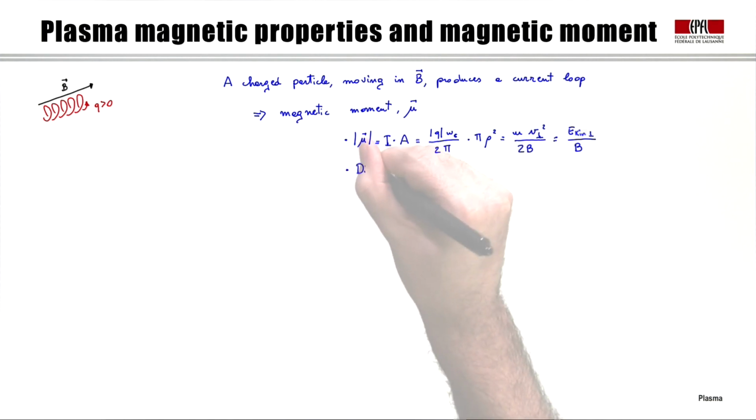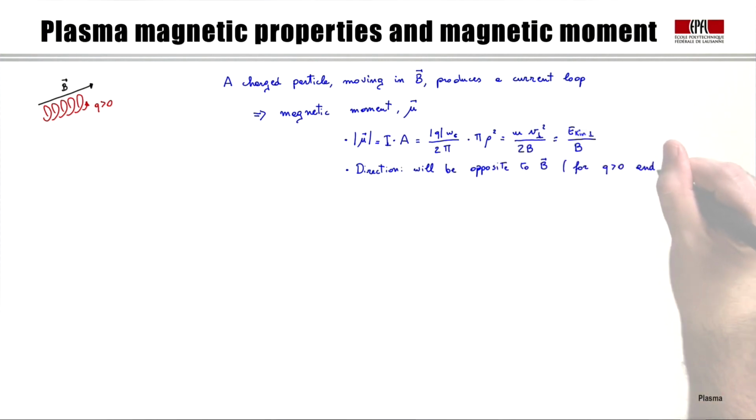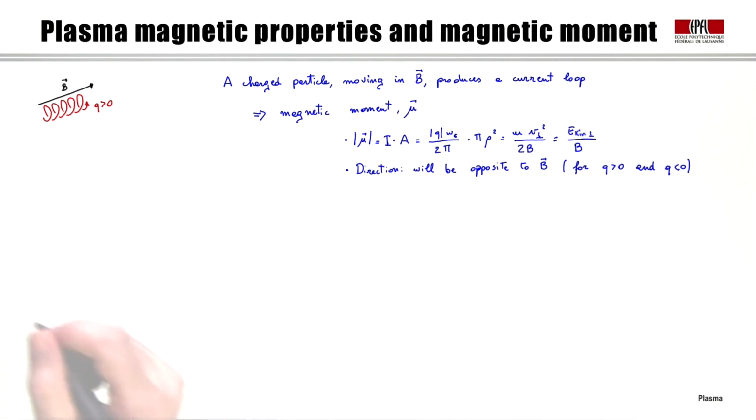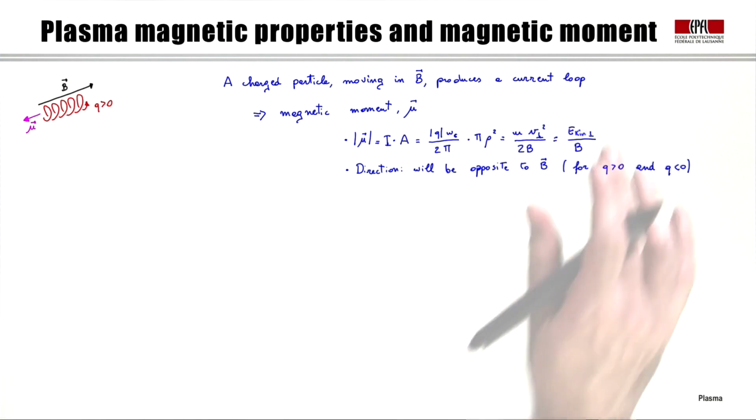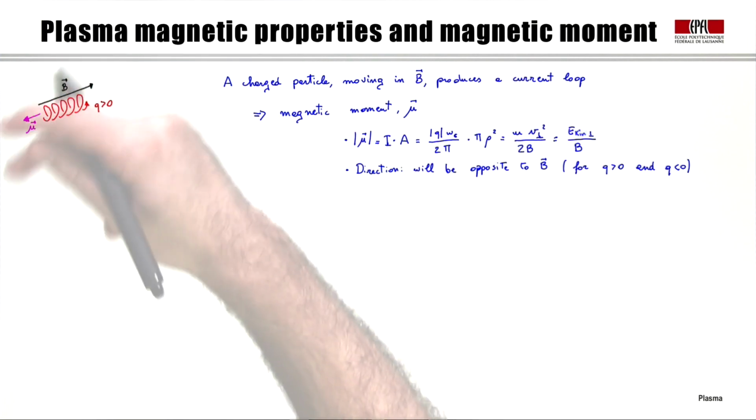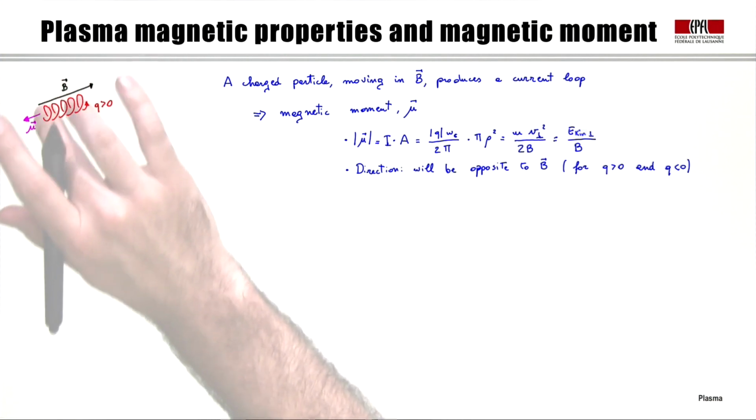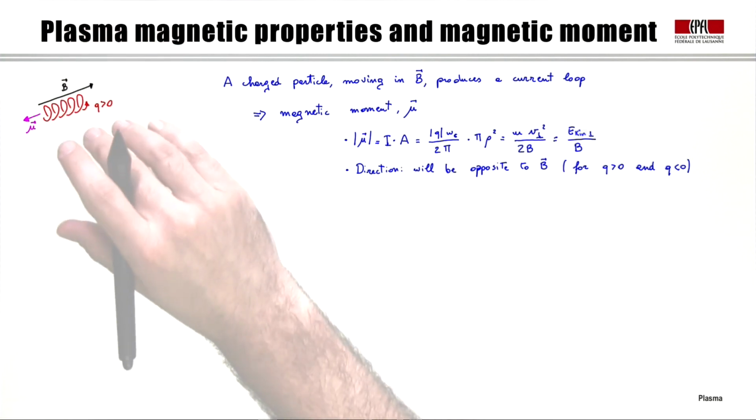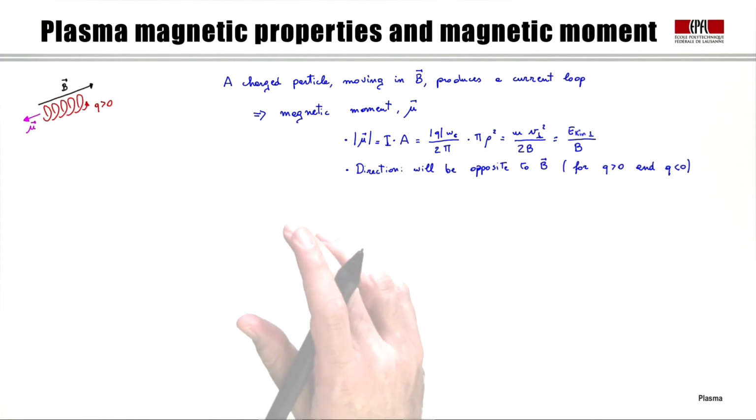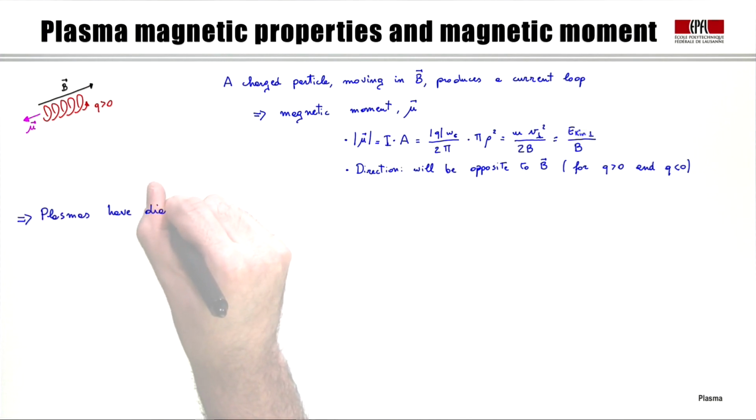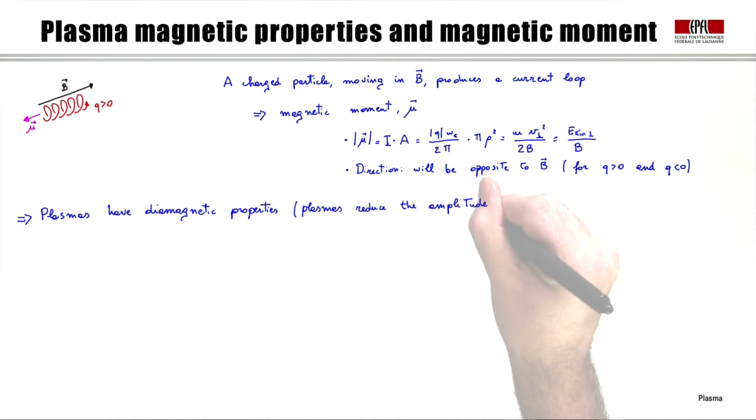The direction will be opposite to B, both for q greater than 0 and q less than 0. In other words, this magnetic moment vector will be directed like that. So what is the consequence of all this? Because of the motion of both negative and positive particles, the magnetic field applied externally will be reduced by the motion of the charged particles in a plasma. In other words, plasmas have magnetic properties. The plasma tends to reduce the amplitude of externally applied magnetic fields.